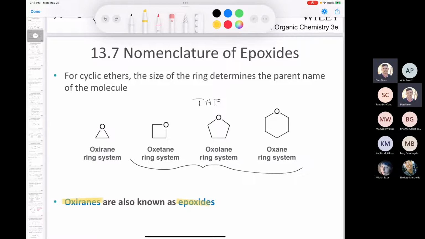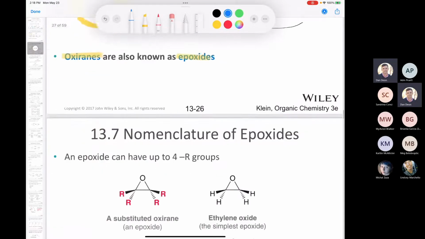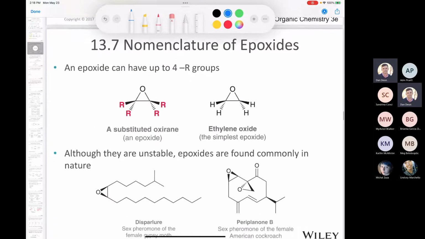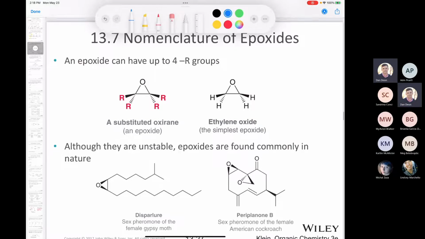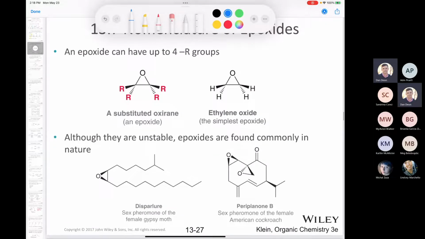But right now, we're going to talk about oxiranes, which are also known as epoxides. And we're going to talk about how to name these. So let's get into it. It says an epoxide can have up to 4 R groups. So if you're wondering why you have 2 names, well, when I'm referring to just the 3-membered ring, I call that oxirane. The name of this molecule is oxirane.